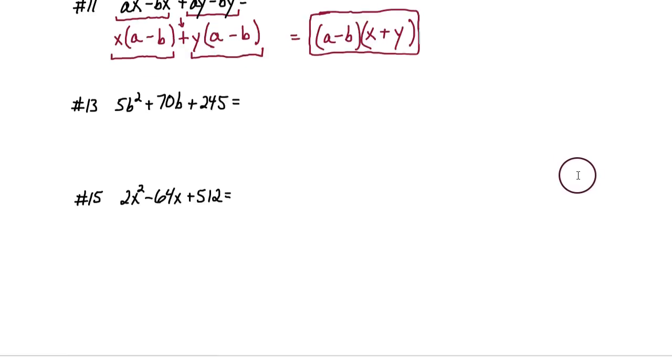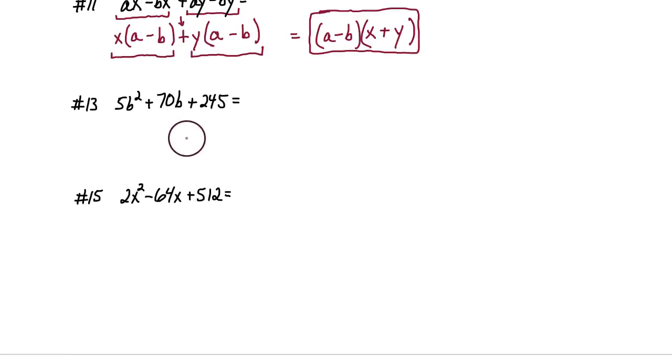Number 13, we have a trinomial. Is there a GCF? All the terms divide by 5, so you write down 5, and then put parentheses large enough to fit a trinomial in. 5 times b squared makes 5b squared. 5 times positive 14b makes 70b. And 5 times 49 makes 245.